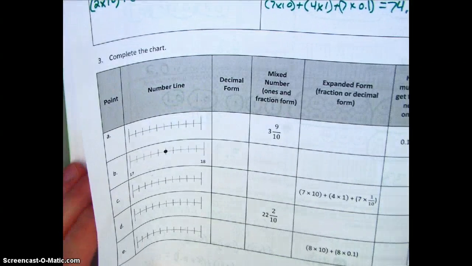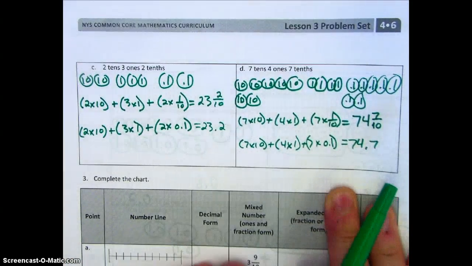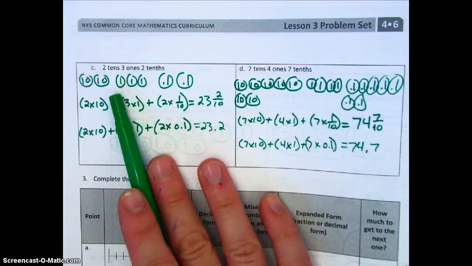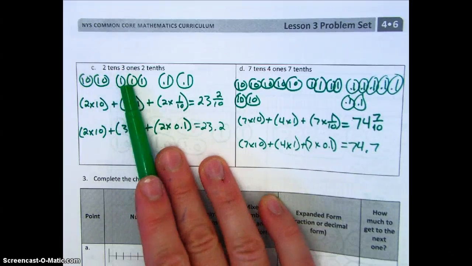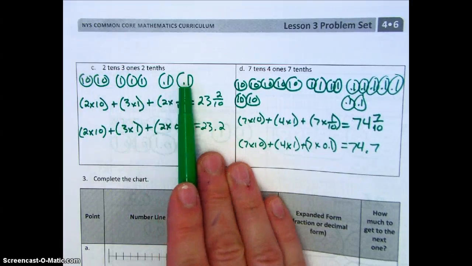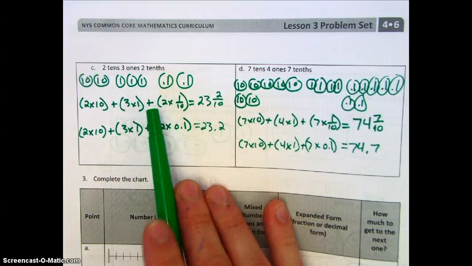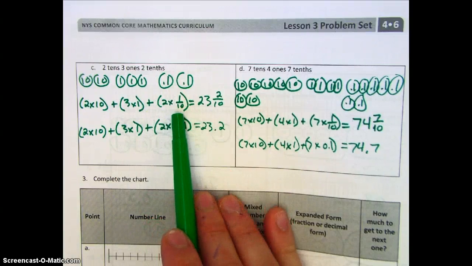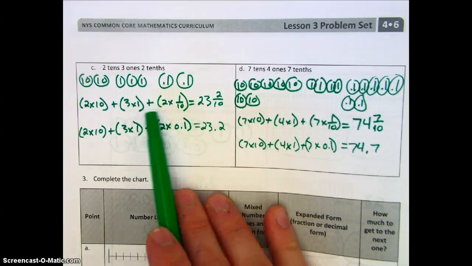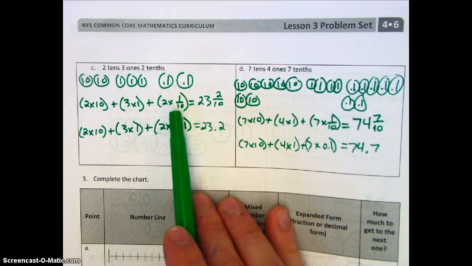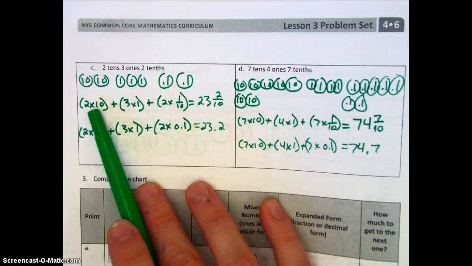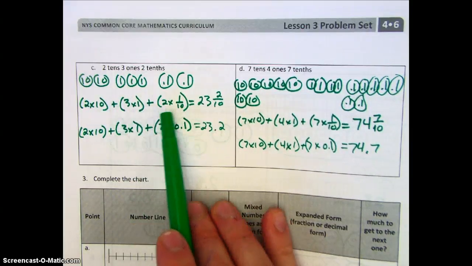Now moving on to the next page, you'll see 2 more. So starting over here with letter C, notice that we have 2 tens, 3 ones, and then 2 tenths. Okay. Written with our fraction looks like this. 2 times 10, 3 times 1, 2 times 1 tenth. Okay, notice how each of these parentheses is representing a different place value.